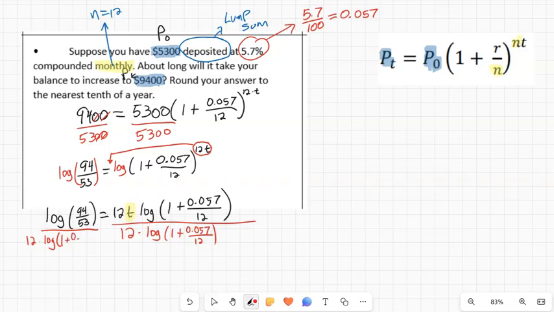I think it's about time to update my computer. This thing is moving slowly. Still kind of working. There we go.